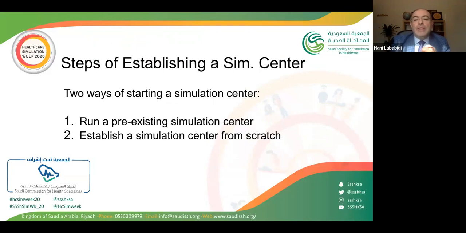So let's get to the core of the subject: how we can establish a simulation center. Now, if you look at all the experiences worldwide for establishing a simulation center, you have one of two ways. Either you have a pre-existing simulation center and somebody tells you, please come and operate this simulation center. It's rather easy, you think so, but it is not, because you have to deal with whatever is there, depending on who established the simulation center, what the needs assessment was, and so on. Or you can say, we want to establish a simulation center. Let's start from scratch, get paper and pens, and start to design the simulation center.